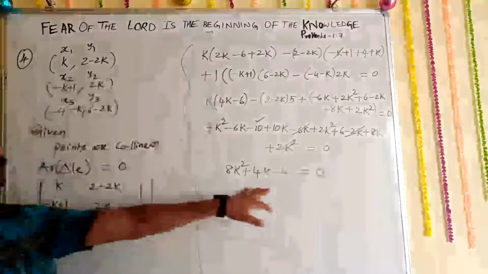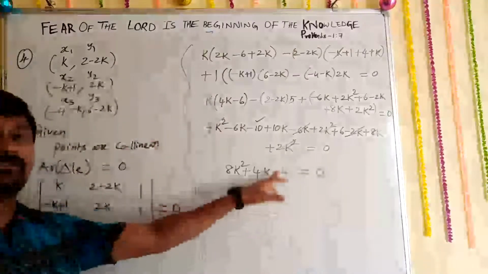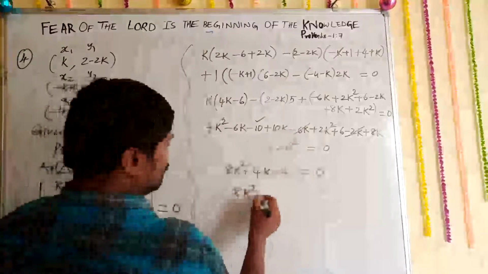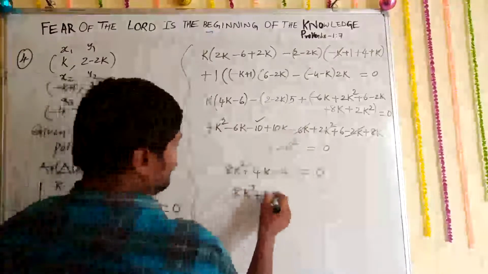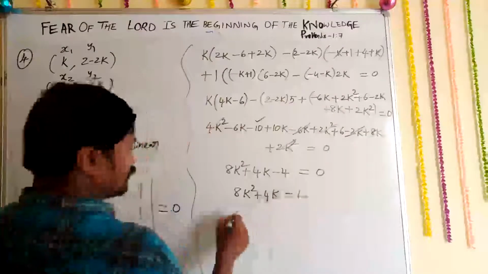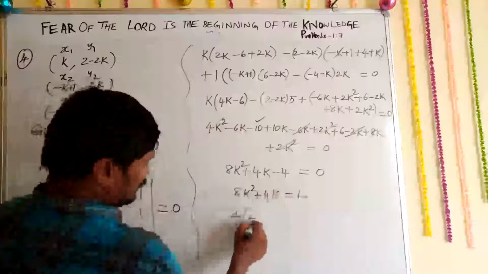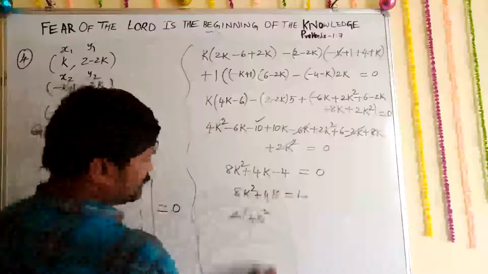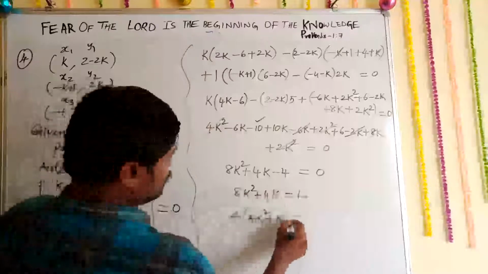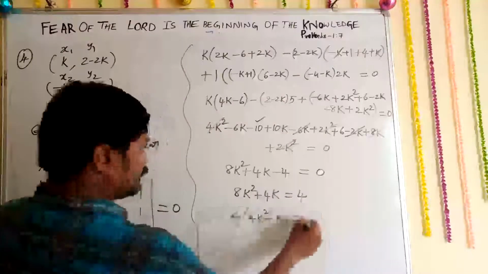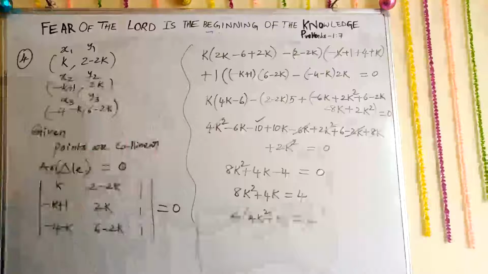Now in all the places, see this minus 4 send that side, plus 4 will happen. So 8k square plus 4k is equal to 4. 4 common. So now we will get as 4k square plus k is equal to 4. And 4 get cancelled, you get answer as there 1.